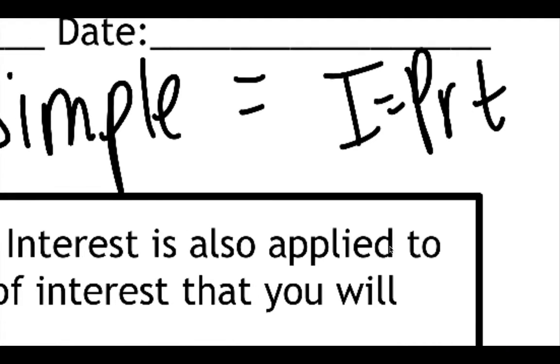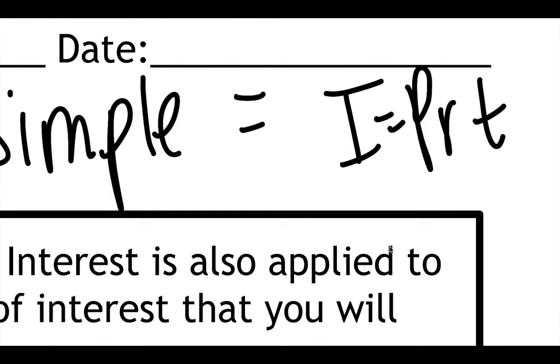P was our principal. So that's our starting amount, either the starting amount we borrowed or the starting amount that we put in an account. R is our rate, which is always a percent. And then T is time, which is always in years.